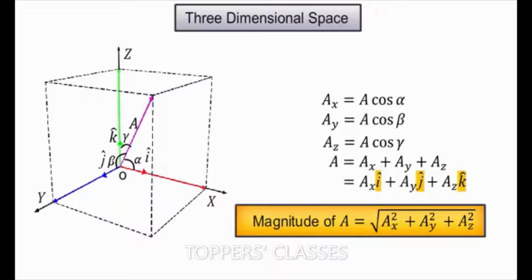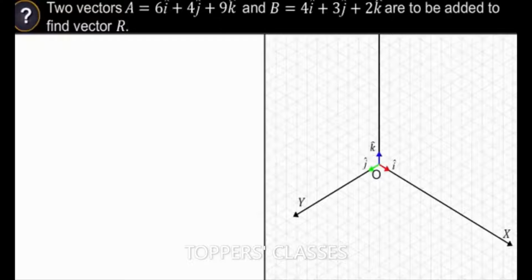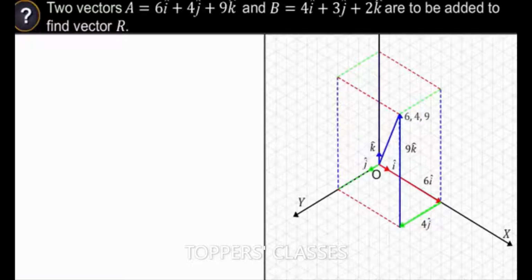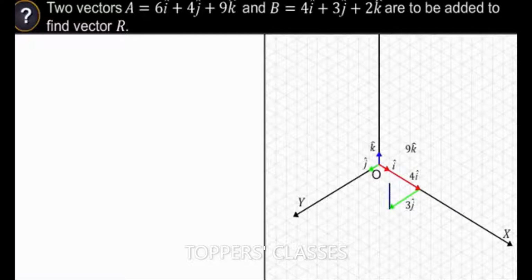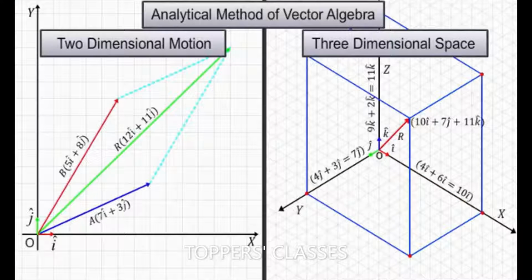Let us solve a simple problem using isometric graph paper. Two vectors, A is equal to 6i plus 4j plus 9k and B is equal to 4i plus 3j plus 2k are to be added to find vector R. To visualize the process, you can represent A on the graph paper by joining the point 6, 4, 9 to the origin O. Similarly, join 4, 3, 2 to the origin O to obtain B. You can draw the resultant vector R after determining the coefficients of i, j and k by simply adding the corresponding coefficients of A and B. Thus, you have learned the analytical method of vector addition for two-dimensional motion and in three-dimensional space.